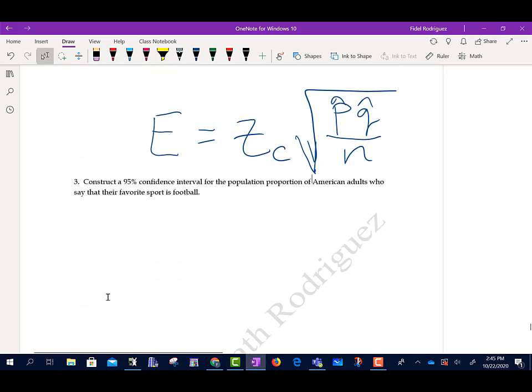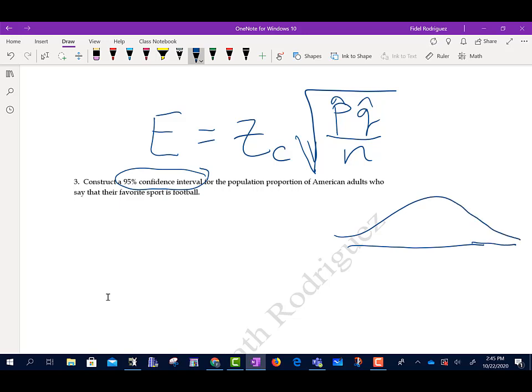It says construct a 95% confidence interval for the population proportion of Americans who say that football is their favorite sport. Okay, so first thing is we're going to find a 95% confidence interval. So again, the first thing I'm going to do, guys, I'm going to draw my picture because I want to get an understanding of what this means. A 95% confidence interval means that the area between this value here and this value here is going to be 95%. So remember what that means.